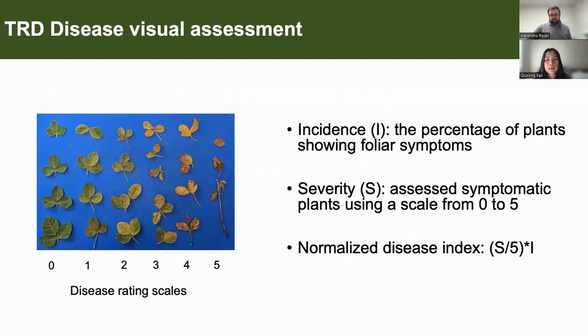So apart from the image analysis, we also conducted a visual disease assessment. Incidence is the percentage of the plants showing symptoms in the plot. And then the severity is the rating of the symptomatic plants showing disease on a scale from 0 to 5. As you can see, 0 is very healthy and greenish, and 5 is completely dead plants. We can then generate a normalized disease index using the formula provided, which is the severity divided by 5, which is the scale, and then times the incidence.